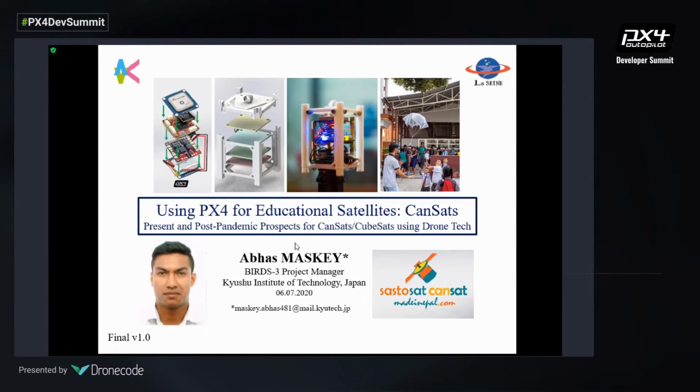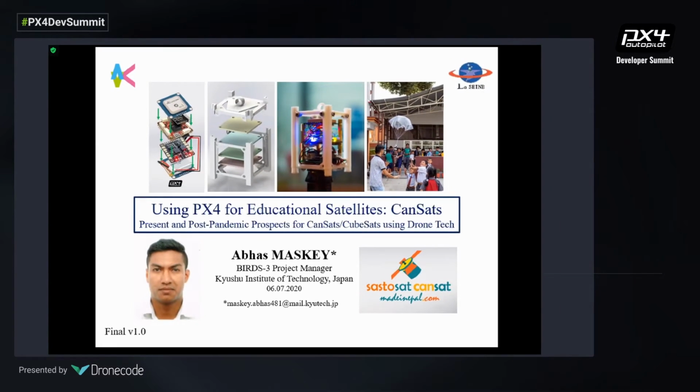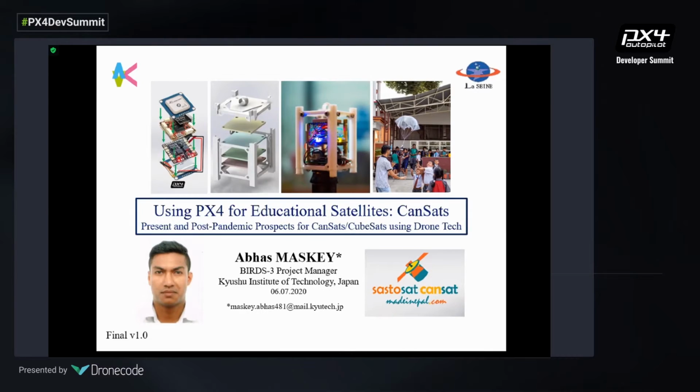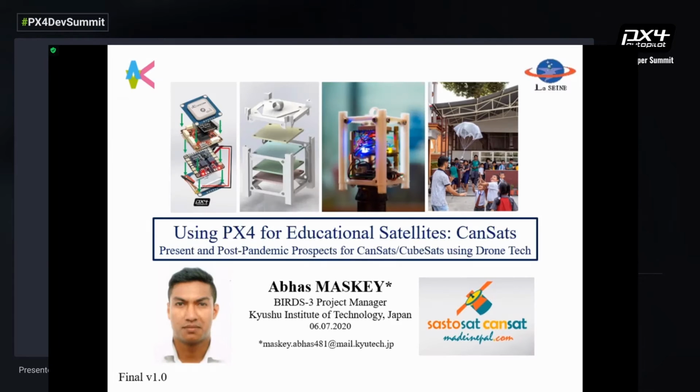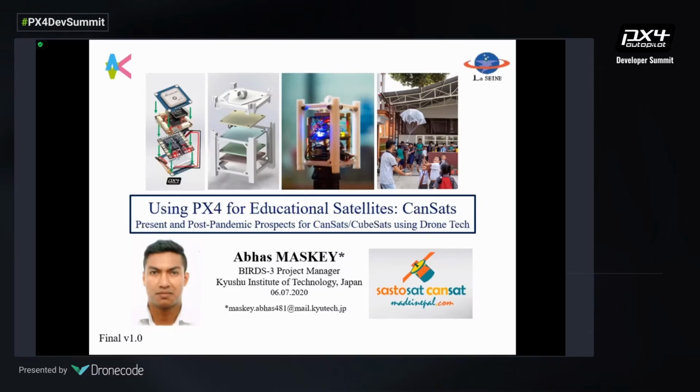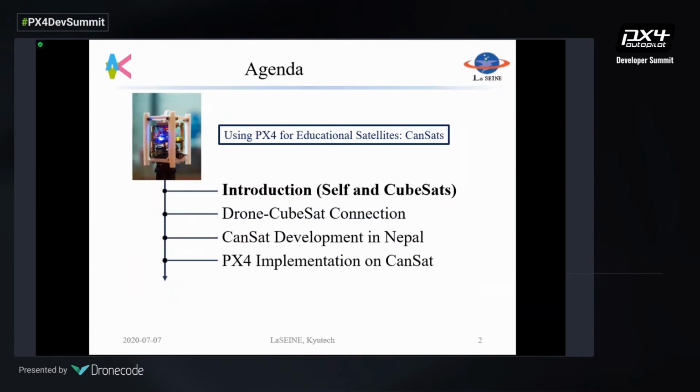I am Abbas Maske. I'm currently a PhD student, but I'm also managing a Birds 3 satellite project that built the first satellite for Nepal. Today I'll be talking about CubeSats, but primarily focused on CanSats. I'll be discussing how I've used PX4 for educational satellites called CanSats, and what the state of present and post-pandemic prospects for CubeSat CanSats can be for using drone technology. So these are the agenda for today.